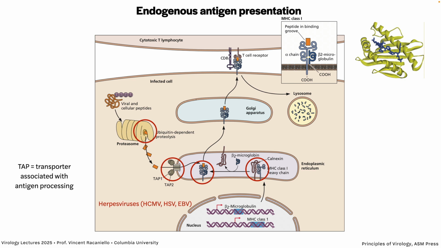Now, viruses intercept this process in the ways shown by red circles. They can inhibit the proteasome. They can inhibit the TAP that transports peptides into the cell.